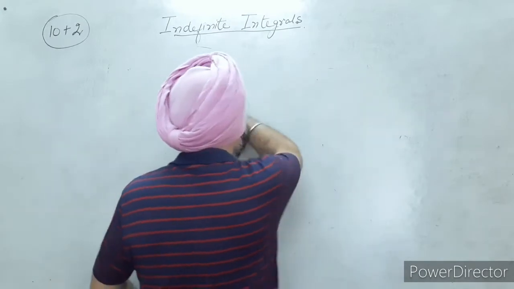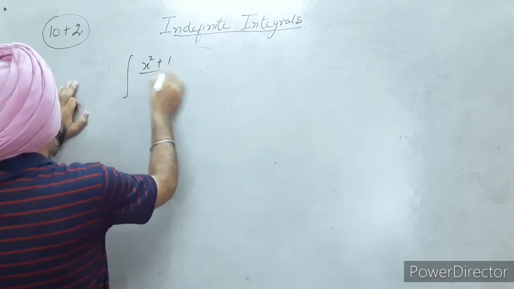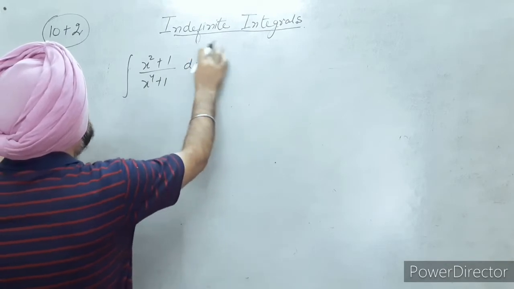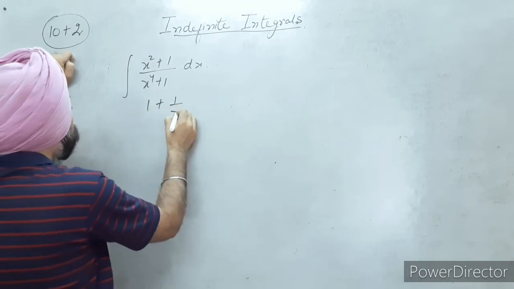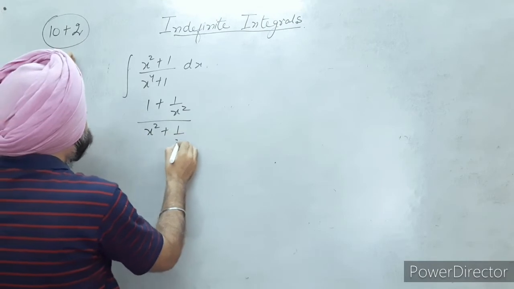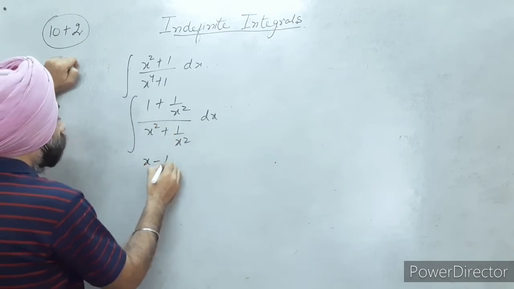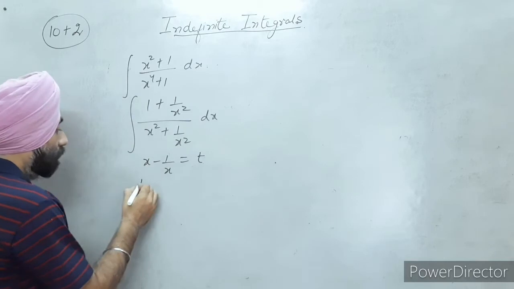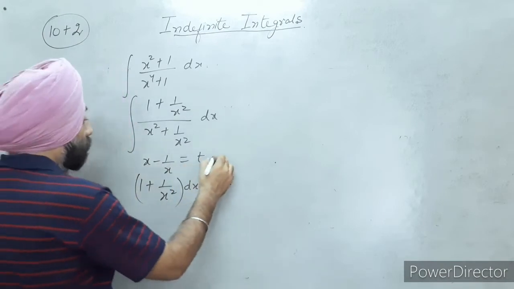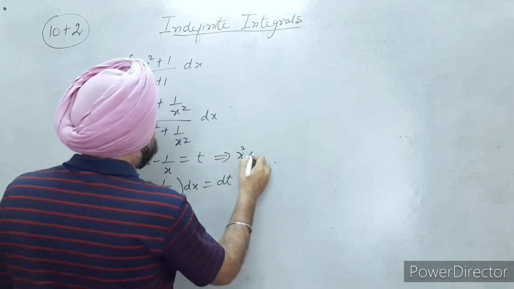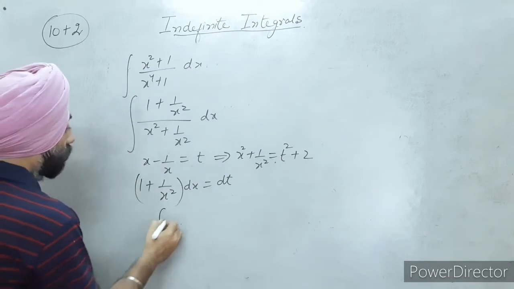Now the very first question is: integrate (x² + 1) / (x⁴ + 1) dx. The very first step is to divide the numerator and the denominator by x². I get this. Now there is a plus sign in the numerator, so put x − 1/x = t, so that (1 + 1/x²) dx is dt. Square both sides to get this value. I get this. So just substitute the values.